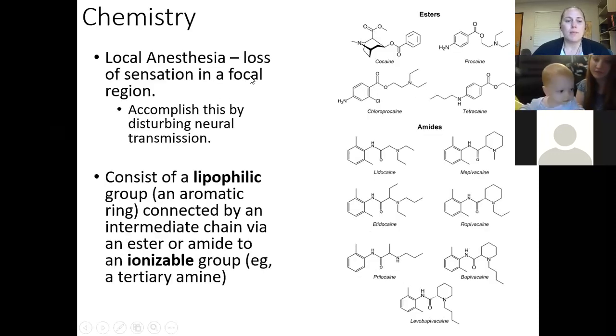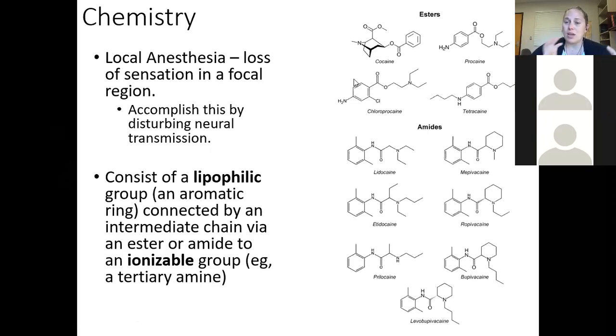Okay, this is a similar version of a slide that we saw yesterday, but I changed some of the chemistry and the way the different compounds are grouped. When we get to the slide on metabolism, we'll talk about the differences in metabolism between esters and amides. I like this slide because it very clearly draws that distinction between those two groups.